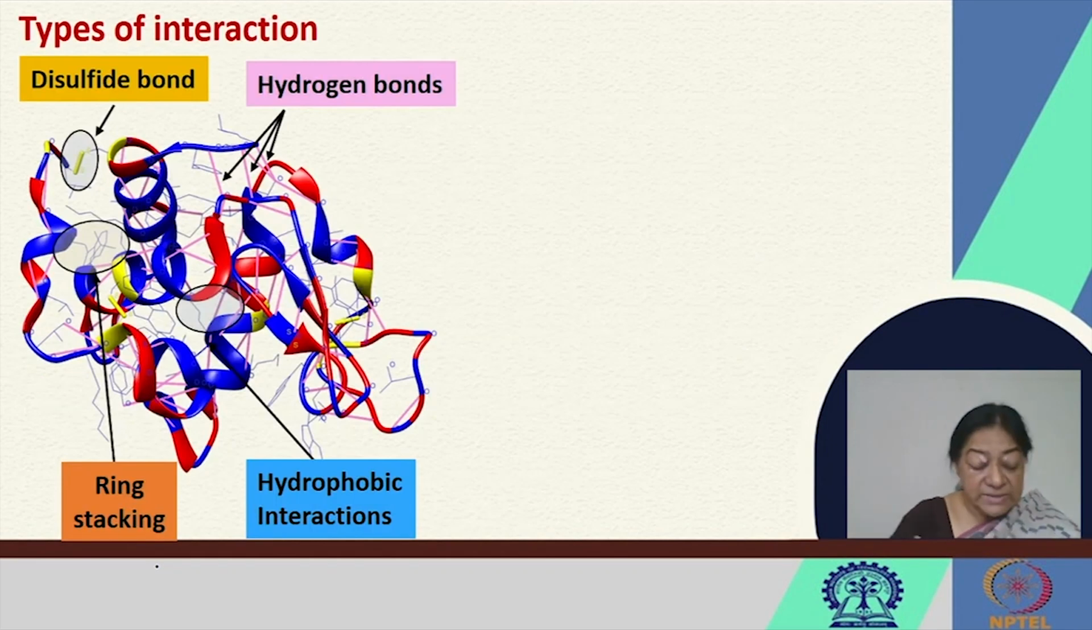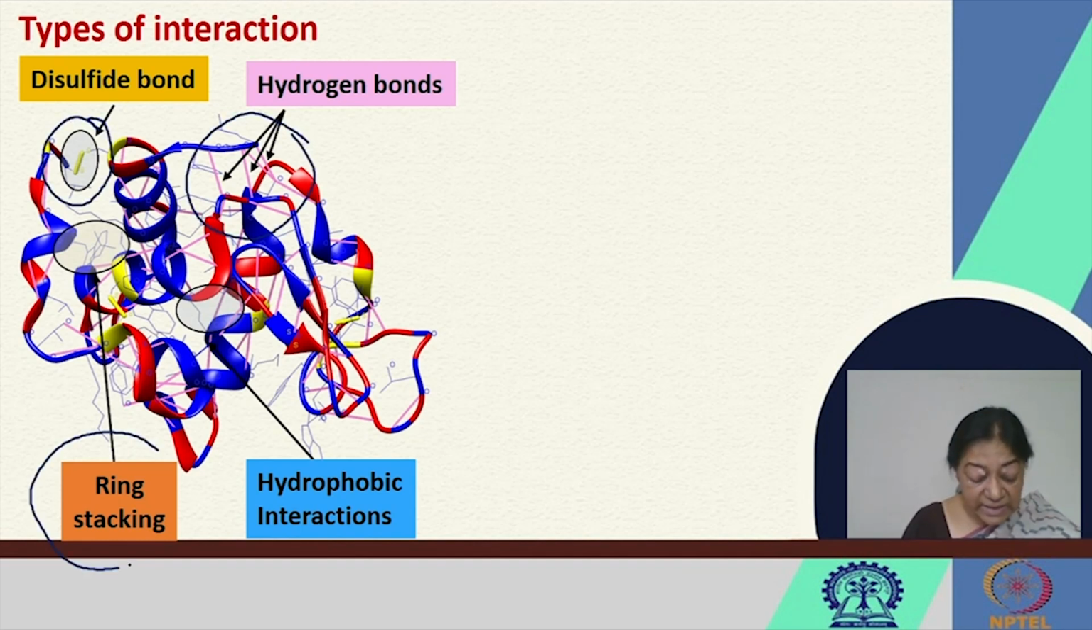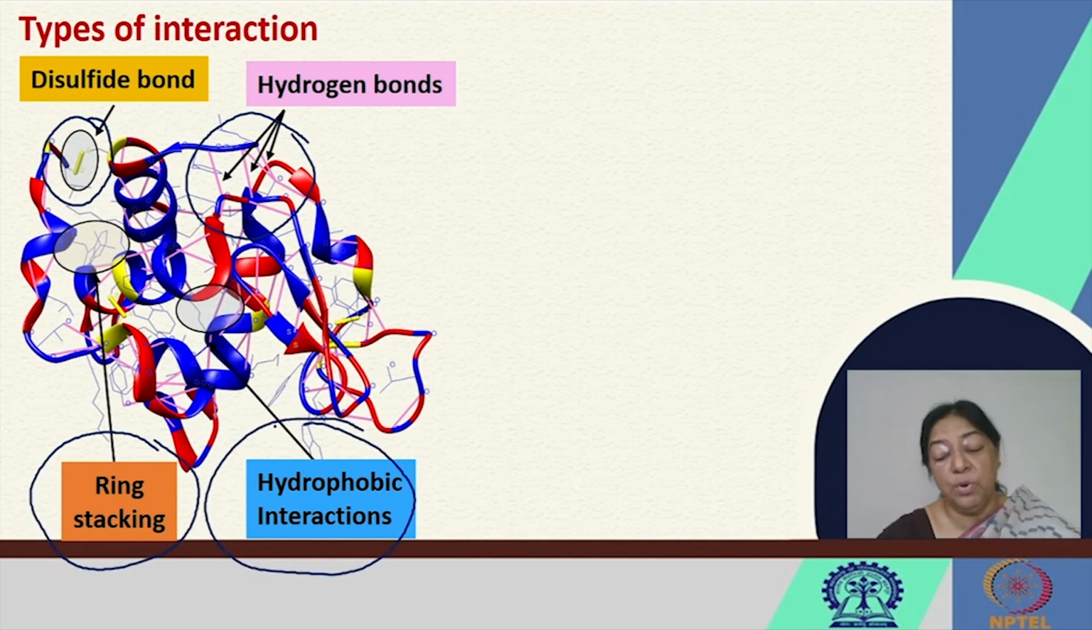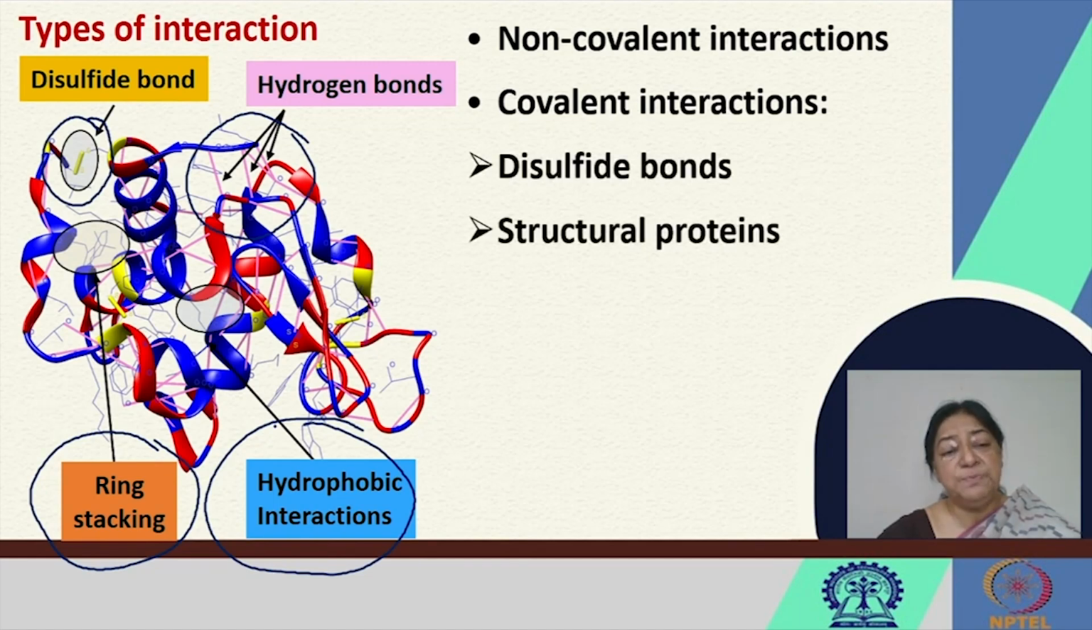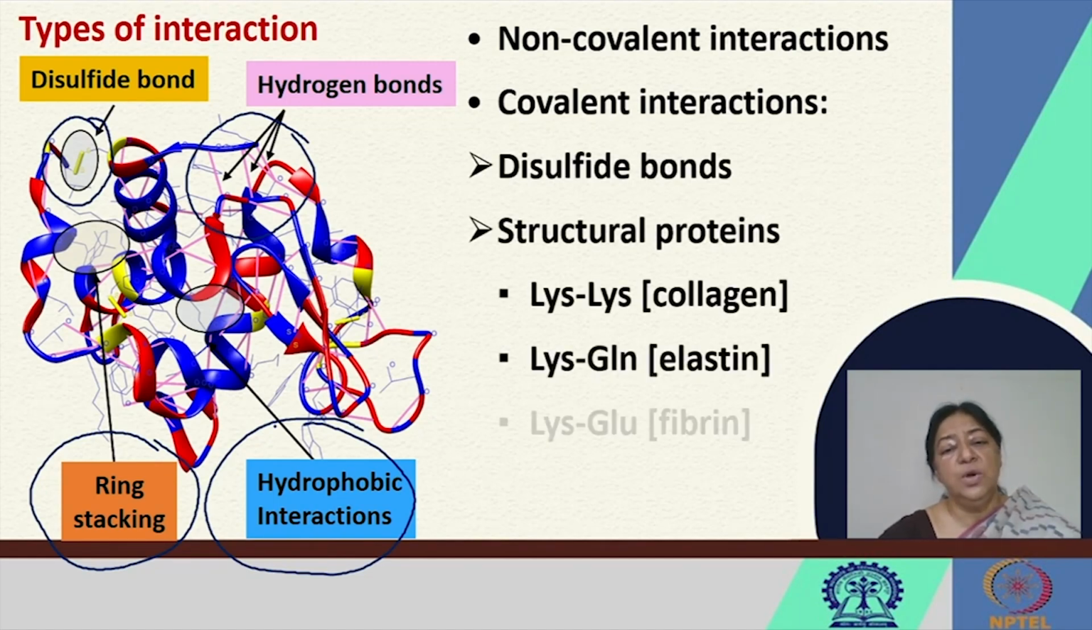So whether they are the disulfide bonds that are formed, the hydrogen bonding, the ring stacking, or hydrophobic interactions, all of these play a very important role in not only the structural integrity but also in the molecular recognition processes. So all the non-covalent interactions, the covalent interactions, disulfide bonds, and specific interactions associated with structural proteins give us an indication of how they may be studied and understood.